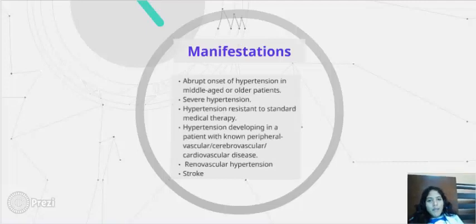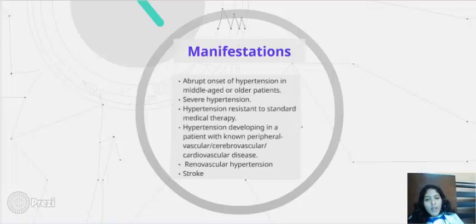Manifestations: abrupt onset of hypertension in middle-aged or older patients. Severe hypertension. Hypertension resistant to standard medical therapy. Hypertension developed in patients with non-peripheral vascular, cerebrovascular, and cardiovascular disease.